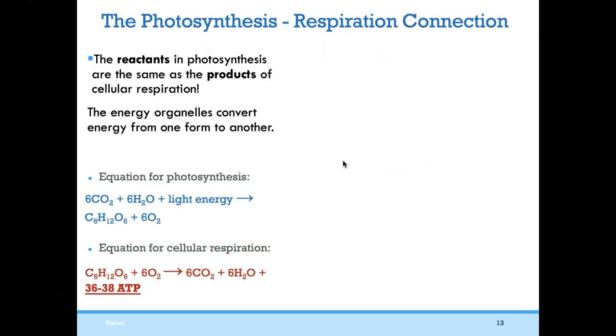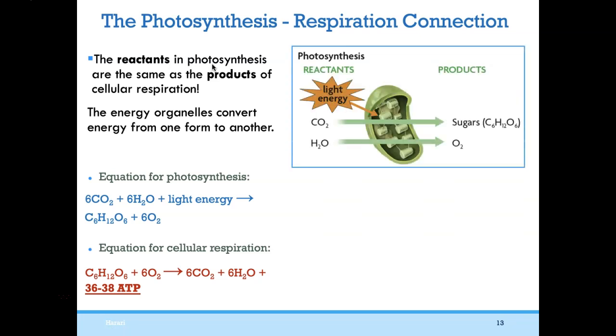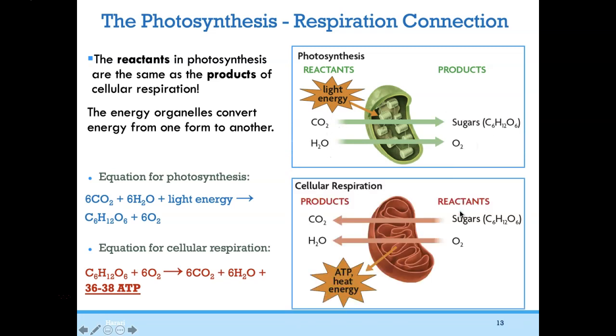So let's look at the two equations and see how the two reactions are connected. It turns out, like I said, the reactants in photosynthesis are the same as the products of cellular respiration. So in photosynthesis, CO2 and H2O go in, and out we get sugars and O2. In cellular respiration, the reactants are the same as the products of photosynthesis. Right? Sugars and O2 go in to make CO2, H2O, and energy.